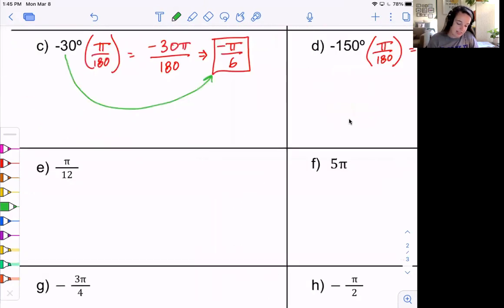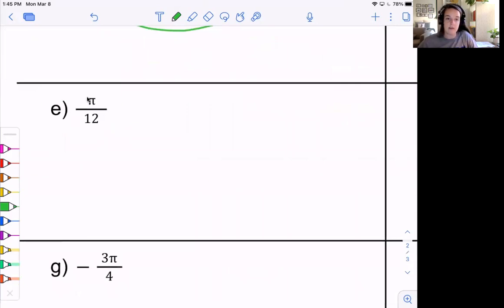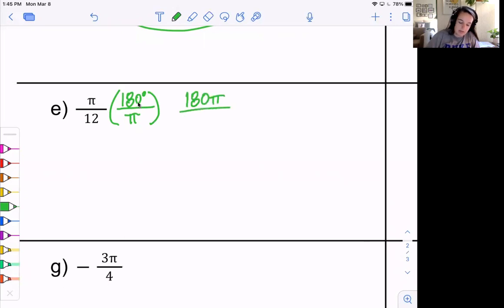When we are given radians, for example, pi over 12, we are going to flip that conversion because we want the pi's to cancel. So now the radians will be on the bottom, the pi will be on the bottom, and 180 degrees will be on the top. So what happens here is that I would have pi times 180 would be 180 pi, and 12 times pi would be 12 times pi. Pi over pi is 1, that's going to cancel.